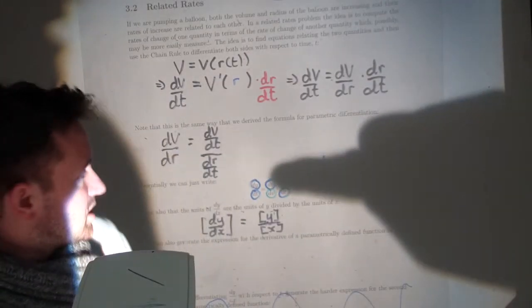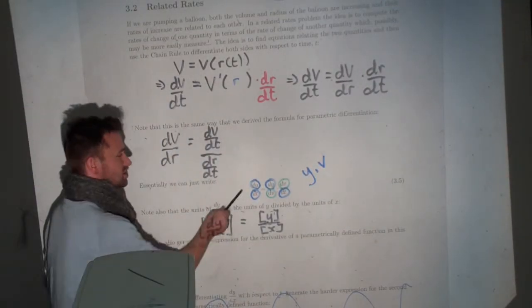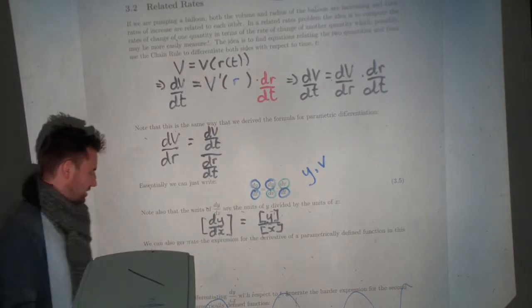And this is a relationship between rates of change. So this is the rate of change of y with respect to t. Well, we'll see an example.